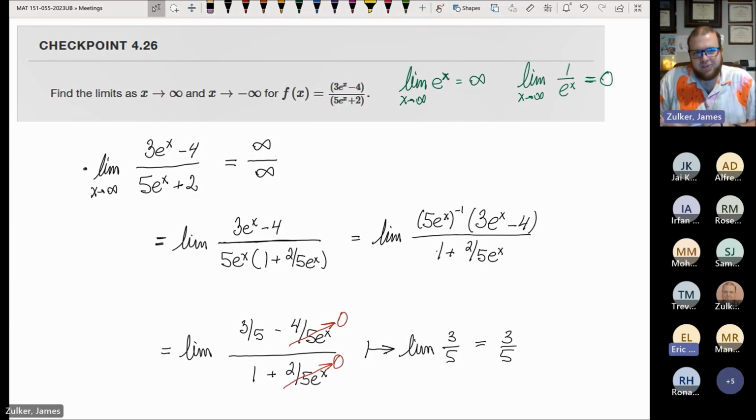In this case, yes. In 3e to the x minus 4, the minus 4 doesn't actually impact the end behavior of 3e to the x as we approach infinity, and same in the denominator, so it's just 3 over 5. You can cancel. Yes, and that's exactly what's happening. So this is just, like you said, the more rigorous, algebraic way of doing it to show each step, to show why that's happening.